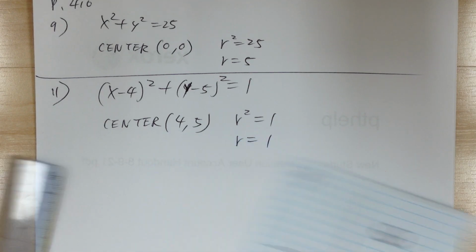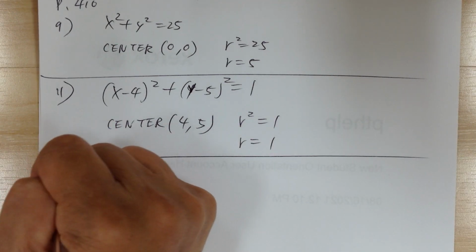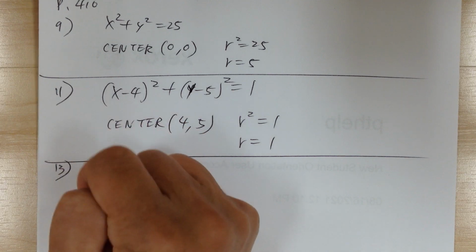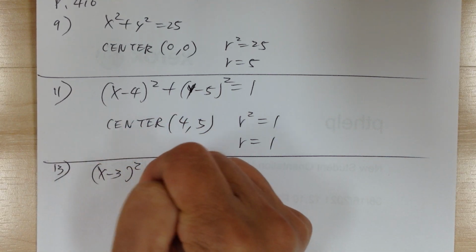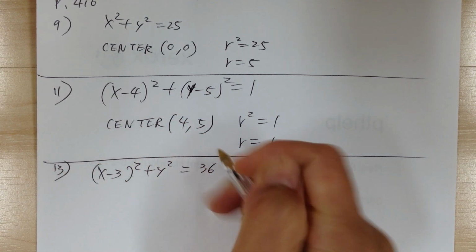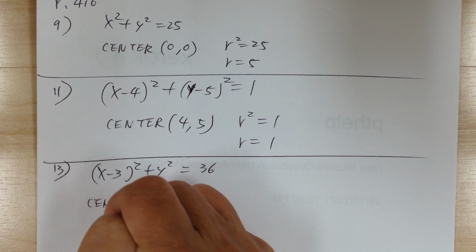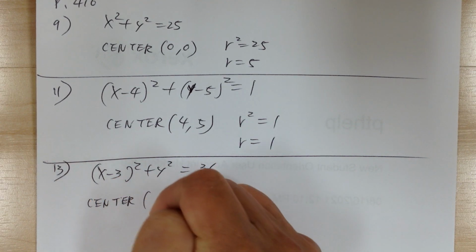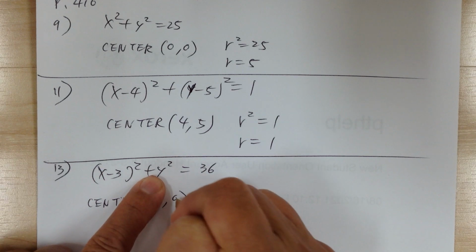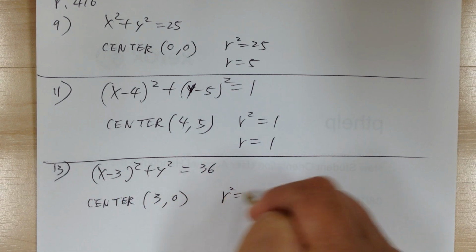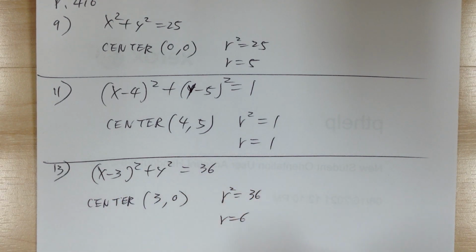Number 13. You have (x minus 3) squared plus y squared equal to 36. So the center is going to be at (3, 0), and r squared equal to 36, so r equal to 6. Let's go and graph this one.